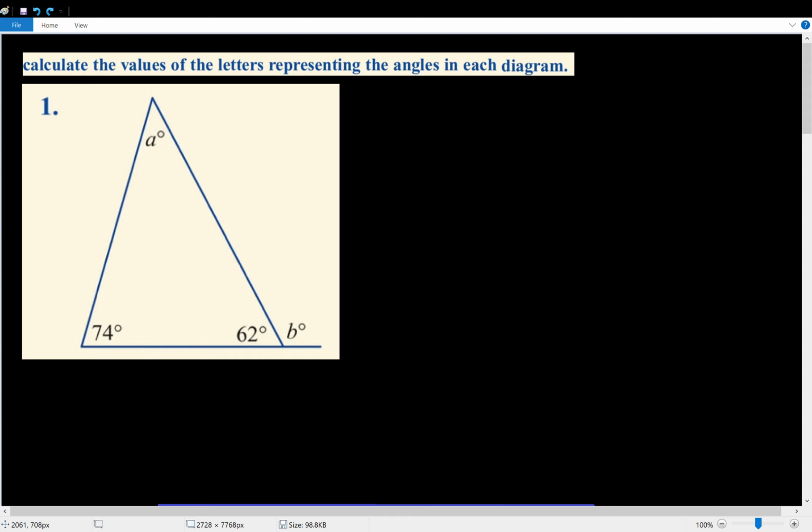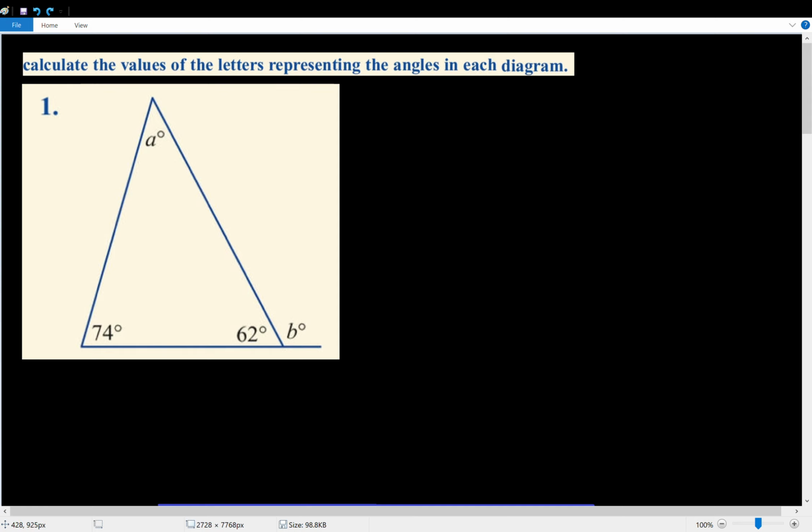This is questions 1, 3, 6, 8 and 12 in exercise 23.1 in Project Maths 2. We have to calculate the values of the letters representing the angles in each diagram. So look at question 1 first.